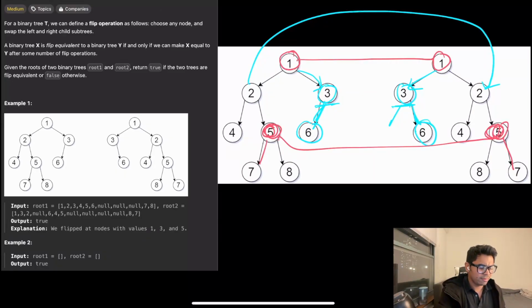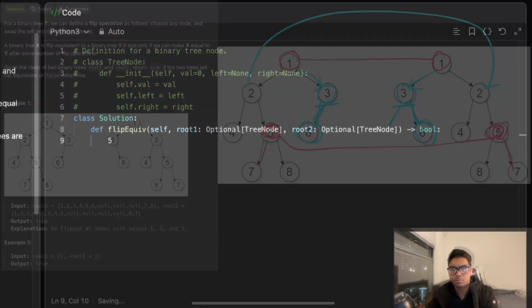It's quite simple, DFS, just checking if the root needs to be equal, so let's check root values, and then check either left to left, like root 1's left to root 2's left, and root 1's right to root 2's right, or root 1's left to root 2's right, and root 1's right to root 2's left. Simple. So let me switch the view over here.